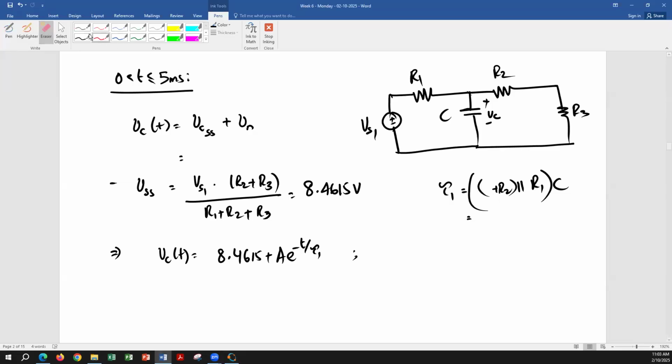R2, R3, that's good. Good that you catch that. R2 plus R3 parallel to R1, okay. Let's calculate that. R1 is parallel between R3 plus R2, and R1 times C. 8.46 millisecond.